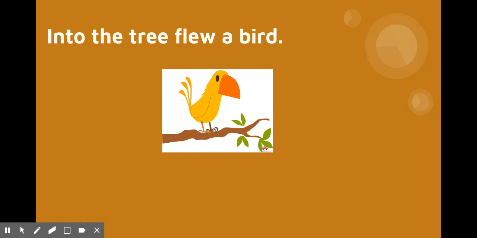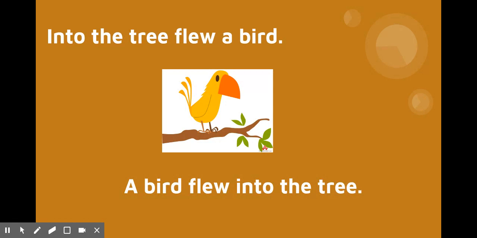Take a look here. It says, into the tree flew a bird. This sentence is in inverted order. This isn't the natural way that we would say the sentence. So it is going to make it a little bit difficult to find the subject, because we are trained to look at the nouns in a sentence to find the subject. And here, the first noun I see is tree. But when I flip that around to be in natural order, the sentence actually says, a bird flew into the tree. So the subject is bird, not tree.